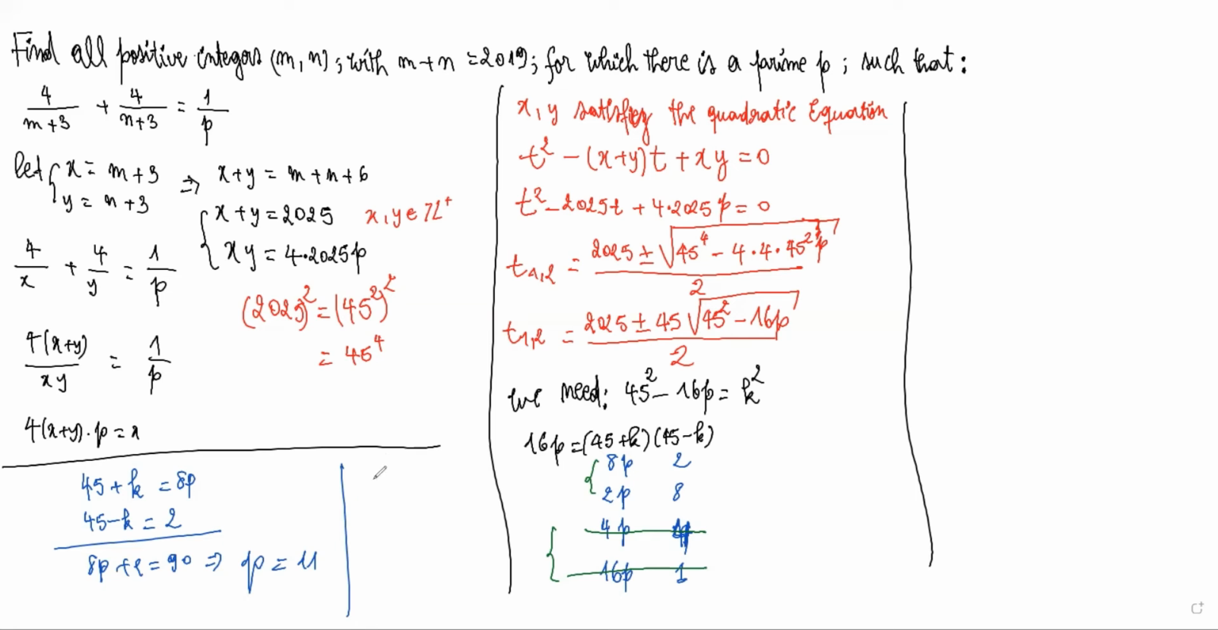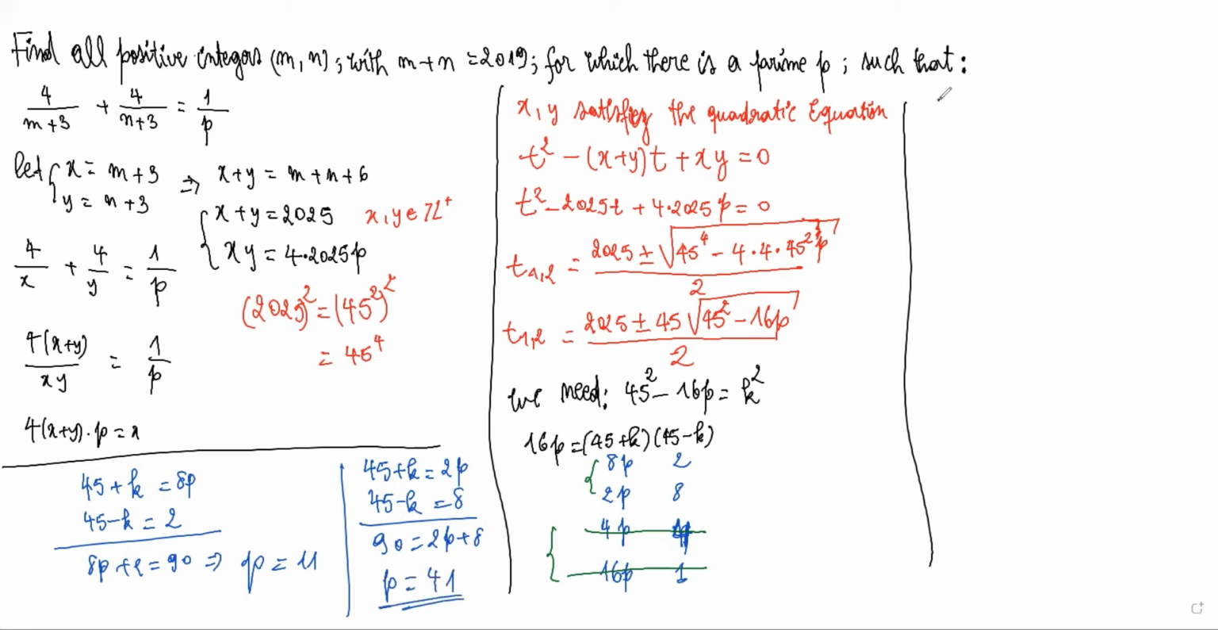Similarly, if 45 plus k takes the factor 2p, and 45 minus k takes the factor 8, if you add these, you get 90 equals 2p plus 8. Then dividing by 2 and moving things around, you see that p should be 41.